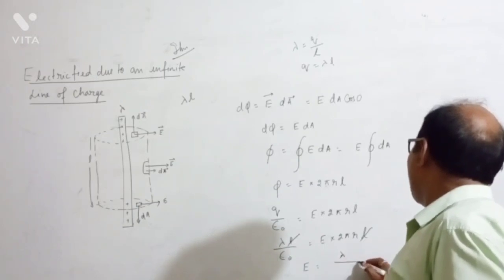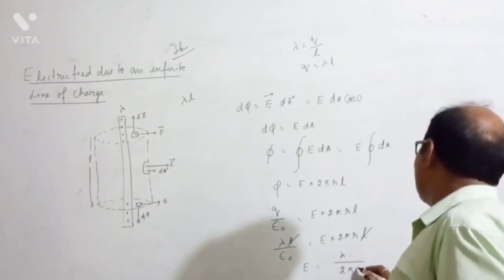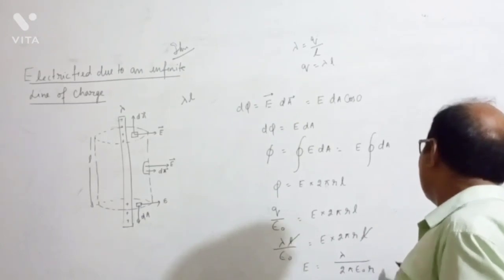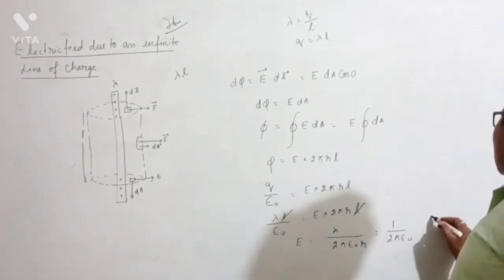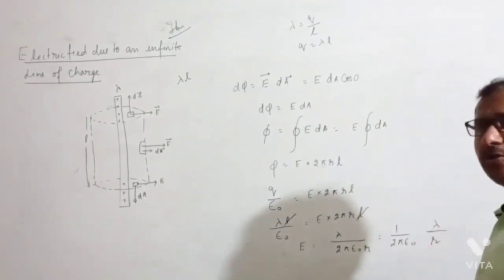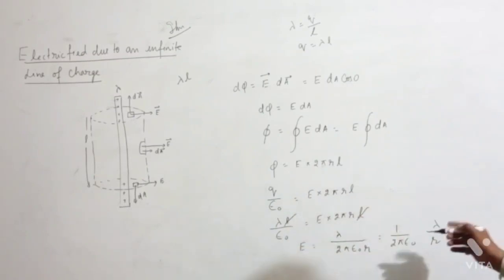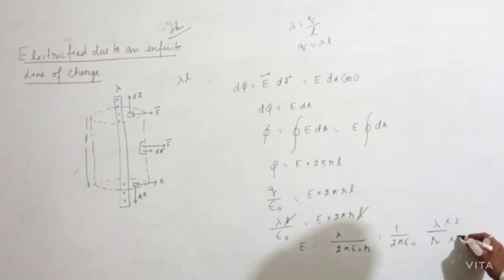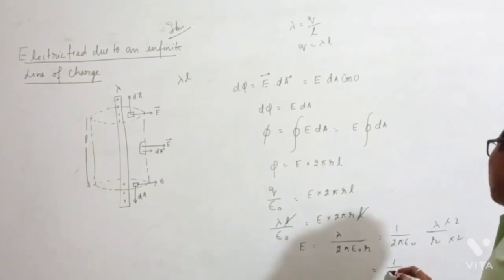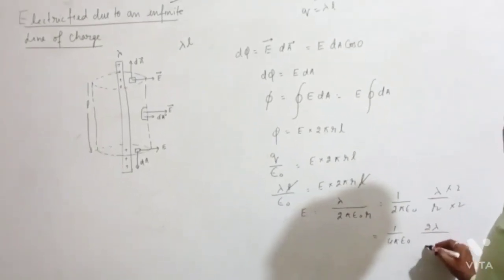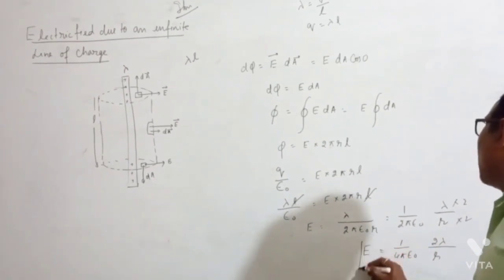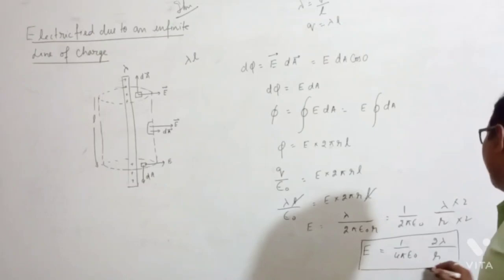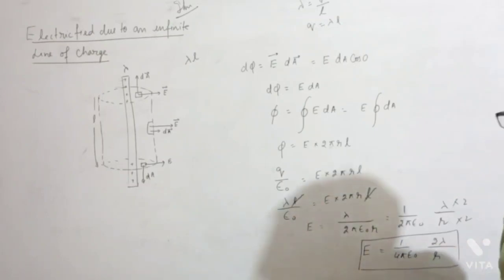Here I'd like to give you one suggestion. If you multiply and divide by 2, the equation becomes 1 upon 4 pi epsilon naught times 2 lambda upon r. It is more useful for numerical purposes. After some time I will also explain numericals. E equals 1 by 4 pi epsilon naught times 2 lambda upon r. In numericals you want to use 1 by 4 pi epsilon naught, which you know is 9 into 10 to the power 9. But the derivation is as shown above; this form is for numerical purposes.